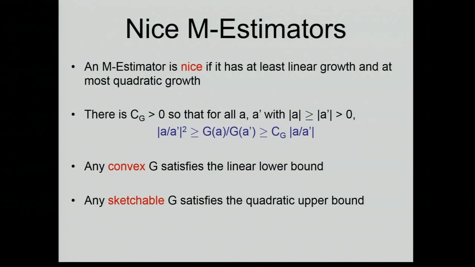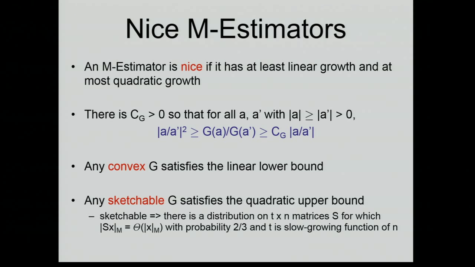The motivation for the other bound: why do we assume that it's at most quadratic? It turns out that any sketchable g satisfies the quadratic upper bound. And let me say what I mean by sketchable. This is just an intuitive definition, which is that you can take a vector x and you can compress it and preserve its M norm. And you can compress it to a small number of dimensions. That's what it means to be sketchable.